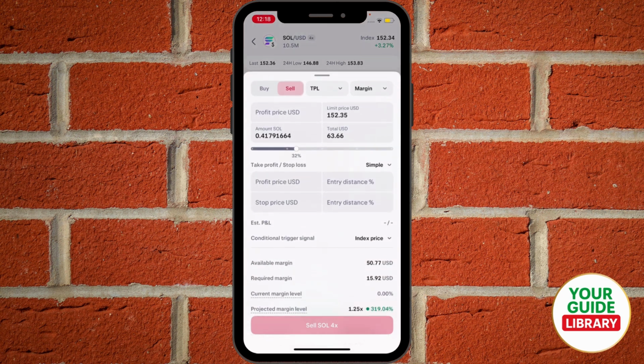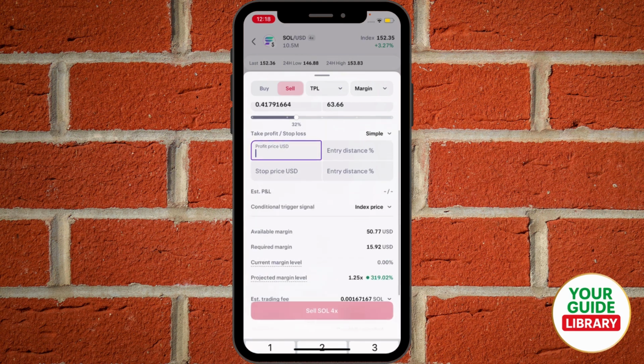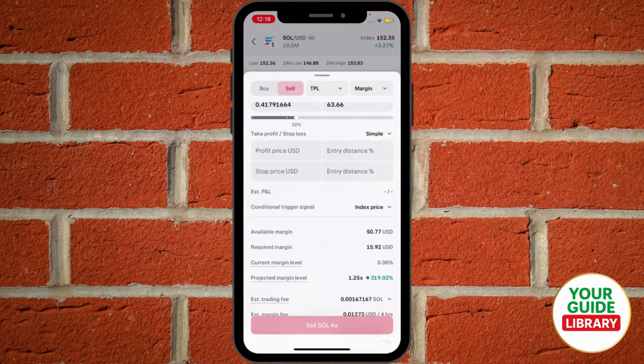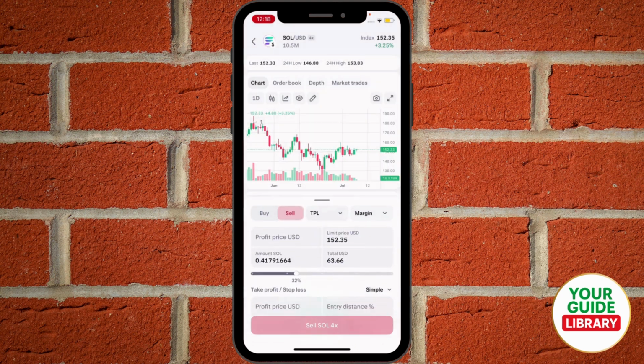Scroll a little bit down and you can see right here the TP and SL, or take profit and stop loss. And what I'm going to do is just hit the TP, right? And the stop price, right? The profit price in USD, stop price in USD, depending on the market price.